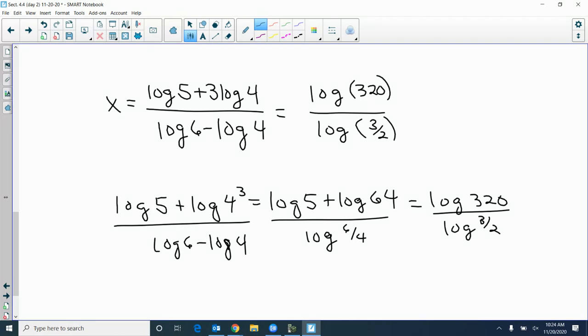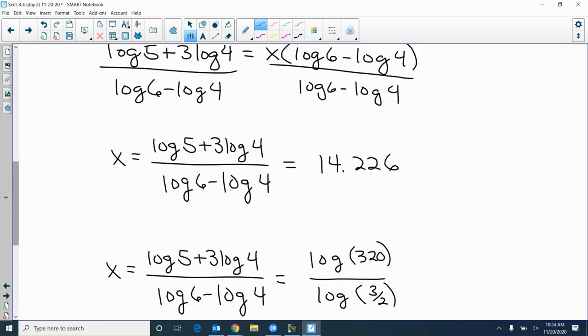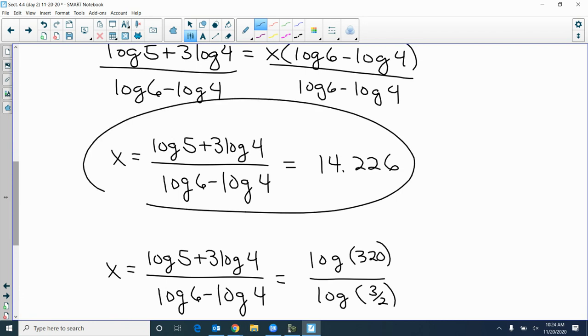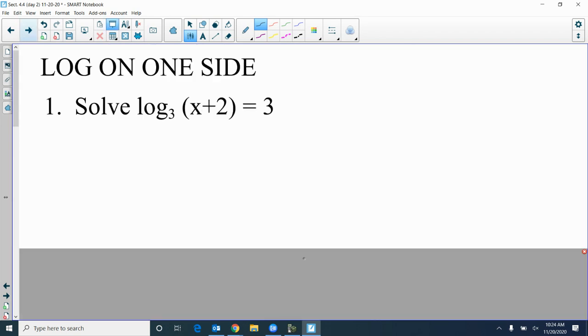That's all you do. You can take that numerator to the log of a single value, might be a fraction, and the denominator the log of a single value. But in the end, negative 14.226, you need to come up with that. Okay. All right, those are exponential equations.